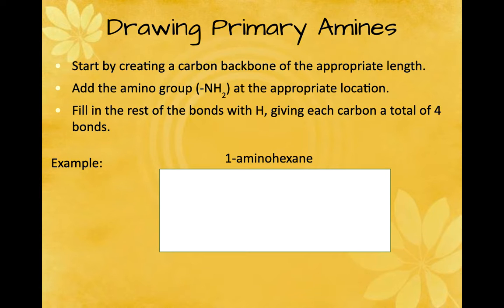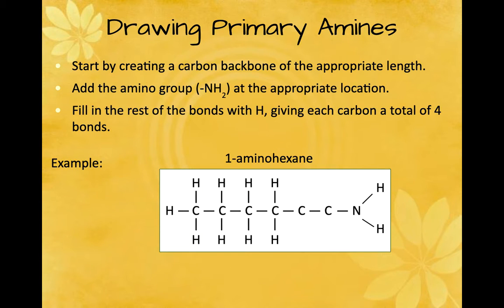So if we use the example of 1-amino hexane, we start with a carbon backbone of 6 carbons for the hex part of the name. The 1 tells us that the NH2 is bonded to the first carbon. So you can put that on the first carbon or the last carbon. It's still carbon 1 because you can count from any end. So I'm going to put it on the last carbon. And then I'm going to fill in all the hydrogens. So there we have 1-amino hexane.